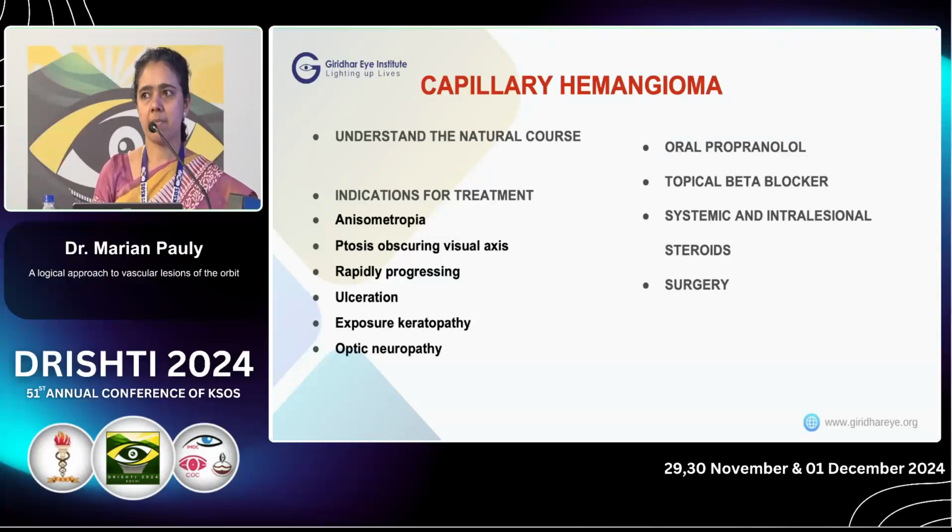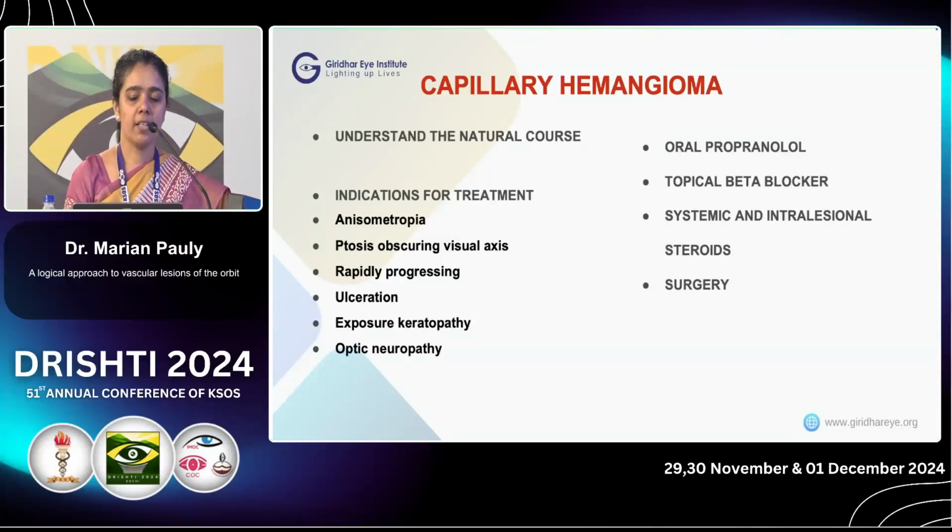Treatment is by oral propranolol. In my practice, I never start it by myself. I always get an opinion from the neonatologist, starting with a low dose and increasing depending on the response. Everything is done by the neonatologist. I just follow up the baby every month till it starts regressing. If it is responding, it will show the first sign of regression after 3 days. I usually combine it with a topical beta blocker also.